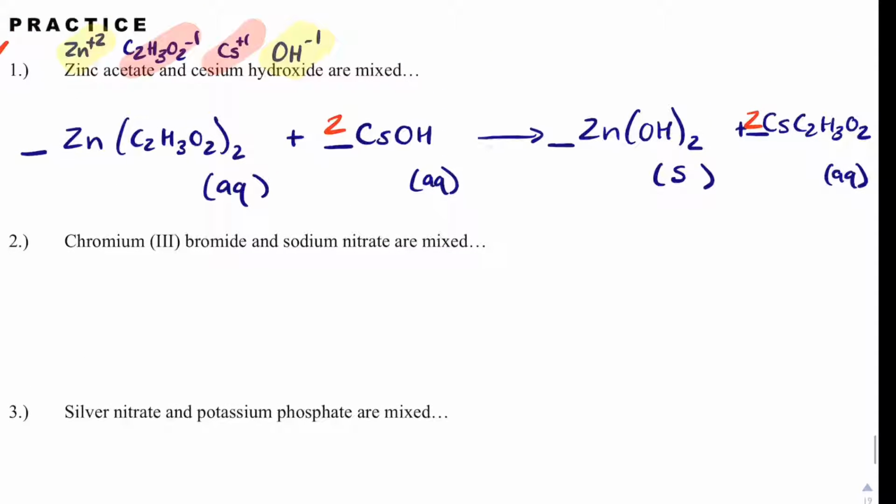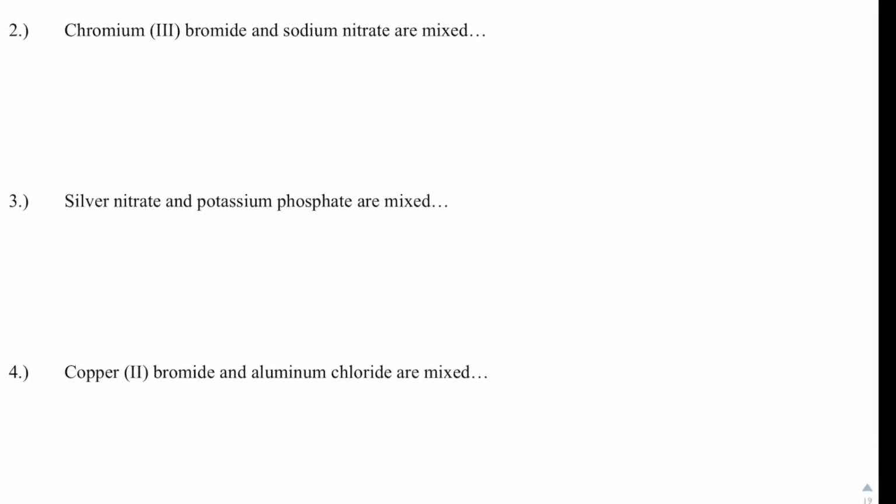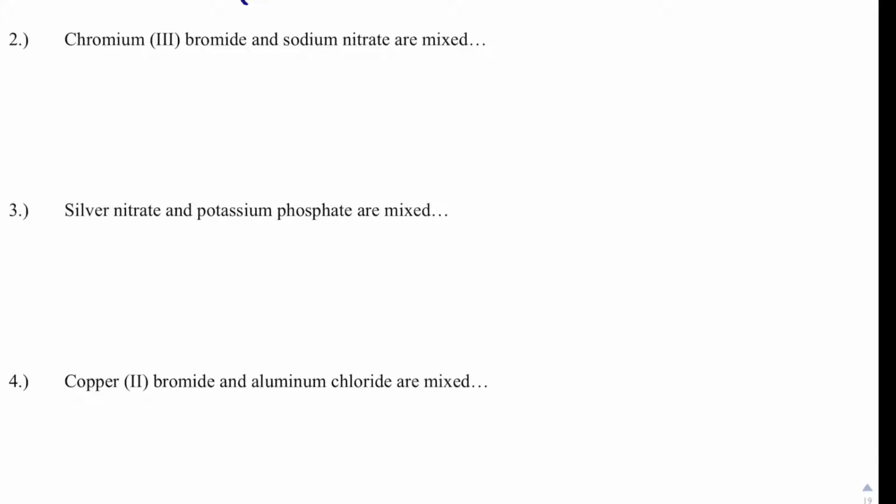Let's look at number 2. I've got chromium 3 bromide, and I've got sodium nitrate. So chromium 3, that will be Cr plus 3. Bromide will be Br minus 1. Sodium will be Na plus 1. And nitrate is NO3 with a minus 1 charge. Okay, so let's get this going.